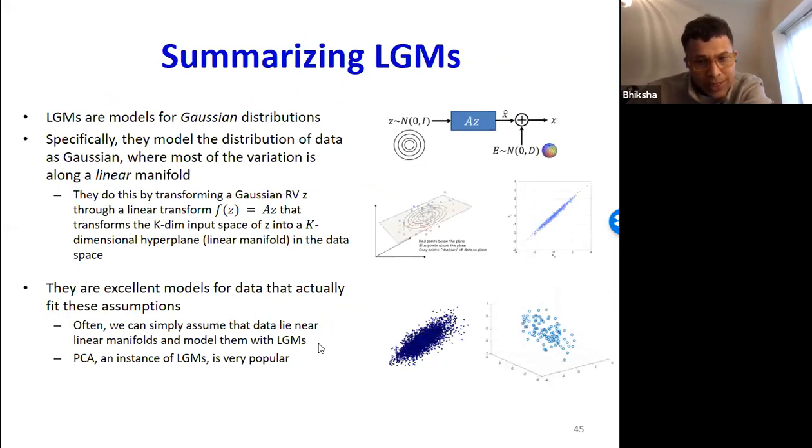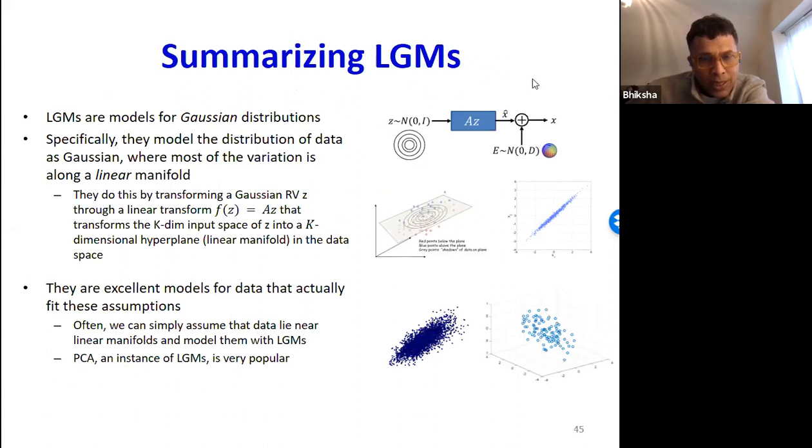And so that sort of summarizes linear Gaussian models. So these are linear Gaussian models. They are models for Gaussian distributions of data. Specifically, the distribution of data is Gaussian, where most of the variation in the data lies along a linear manifold. And there's some fuzz off the linear manifold.